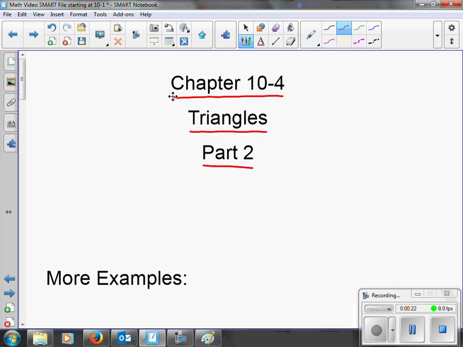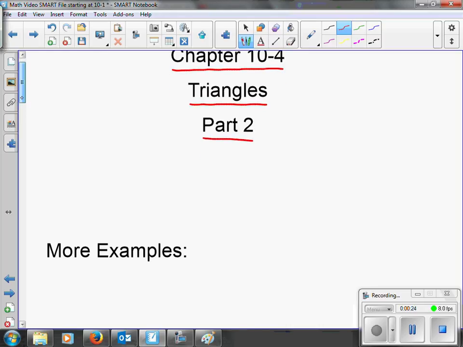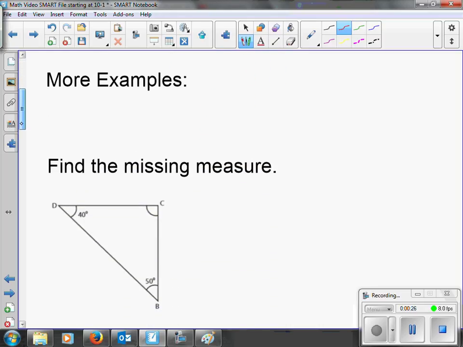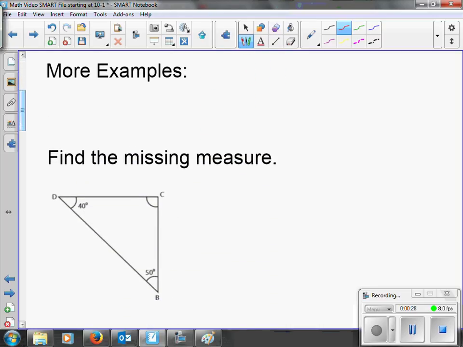Okay, so more examples on just doing various problems. We're going to find the missing measure. So that means, here's an example. I give you a triangle. There are two angles figured out for you. You have to figure out the third one. In this case, it's angle C. So we're going to find the measurement for angle C.